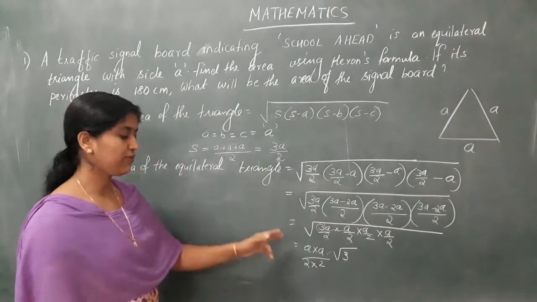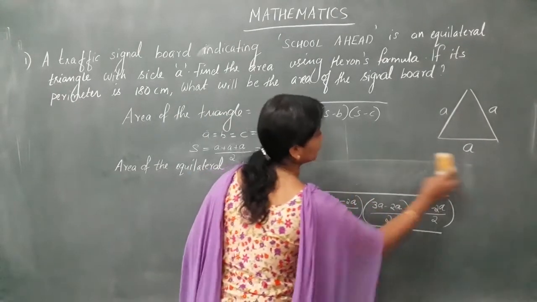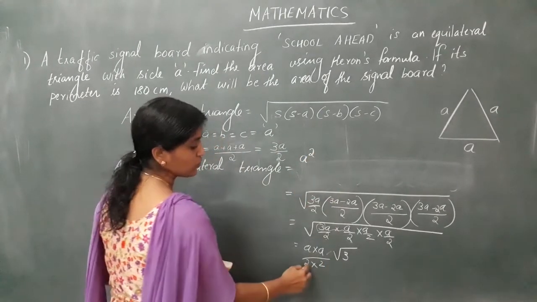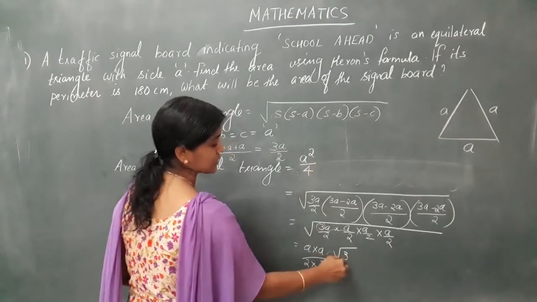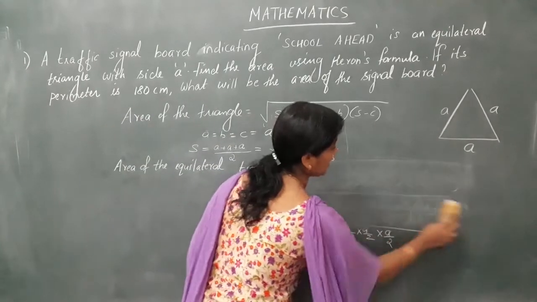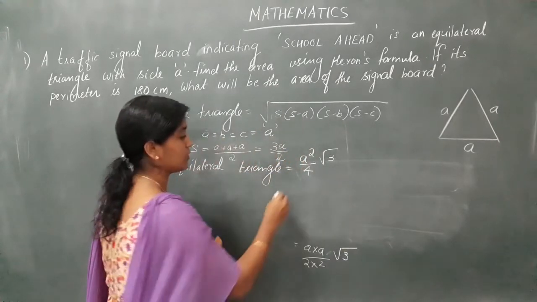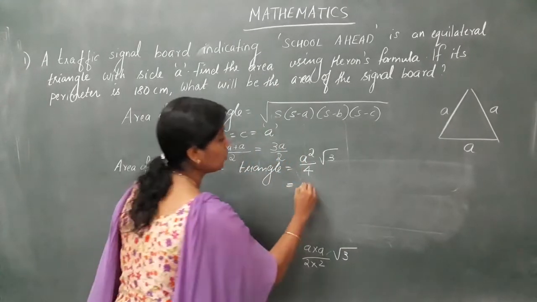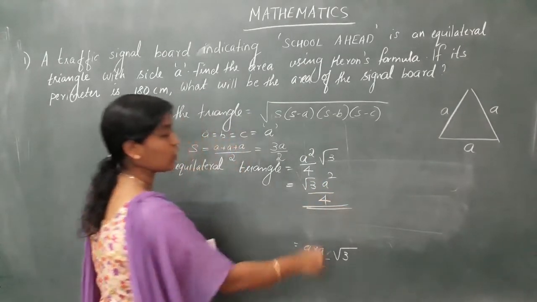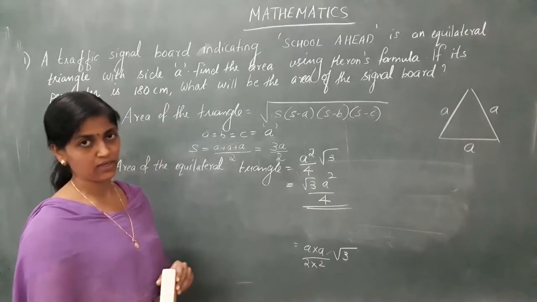Which means we will get area of the equilateral triangle is equal to, what you get here? That is A into A, A square. Now 2 into 2, that is 4. What is left here? Root 3. You can rearrange and write it as area of the equilateral triangle is equal to root 3 A square by 4. This is the area of the equilateral triangle. Root 3 by 4 A square.